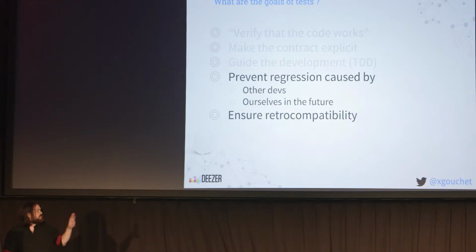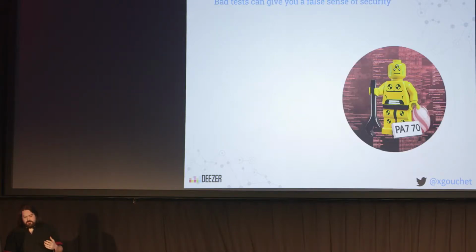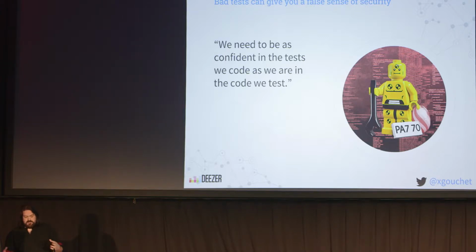And this last part is what we're interested in with mutation. Because basically we're going to, bad tests give you a false sense of security, and you're going to simulate bad code. You're going to simulate regressions, you're going to simulate mistakes added by other developers. Because basically you need to be as confident in the tests you code as you are in the code you test. And that's me.